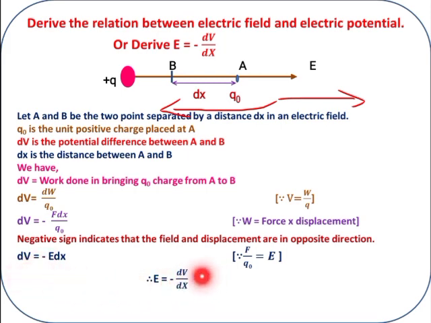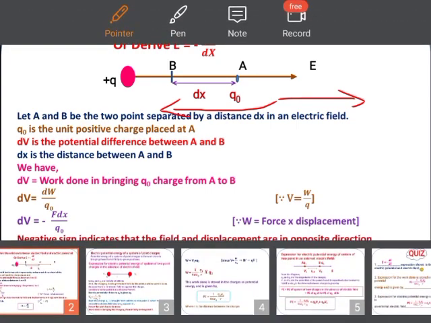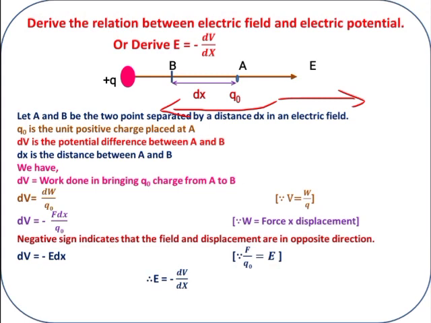Then what we get here? E is equal to minus dV by dx. So this is the final expression for the E. Therefore E is equal to minus dV by dx. So this is a very important derivation, a very simple and easy derivation.